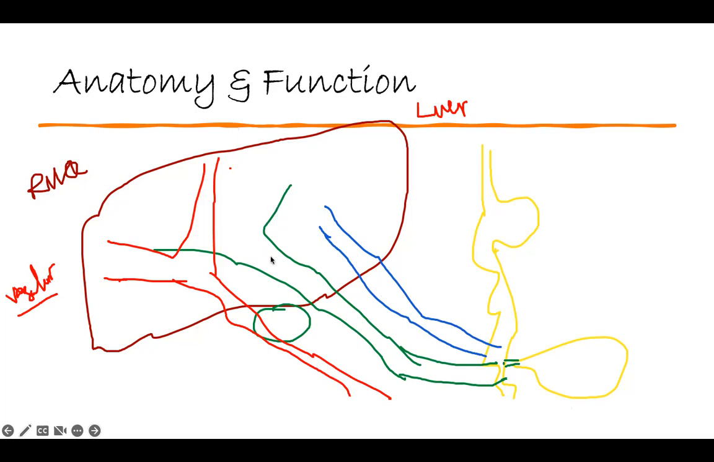It makes bile and stores the bile in the gallbladder. This is where the gallbladder is located. And then when you eat fatty food, the gallbladder secretes bile, which goes into the GI tract and digests the fatty food. So this is basically the basic function of the liver.